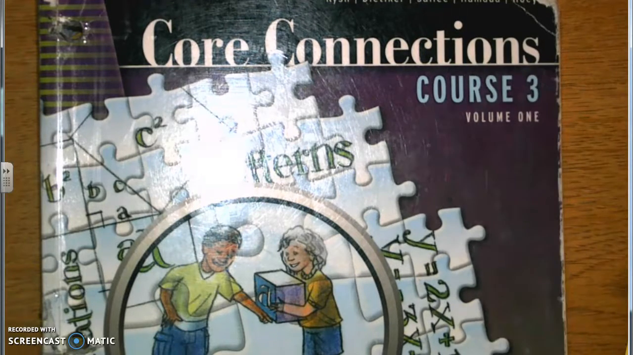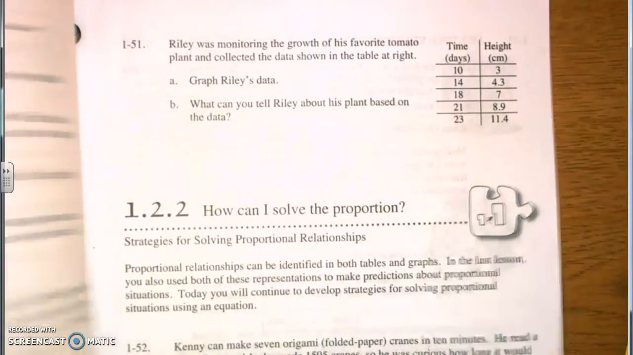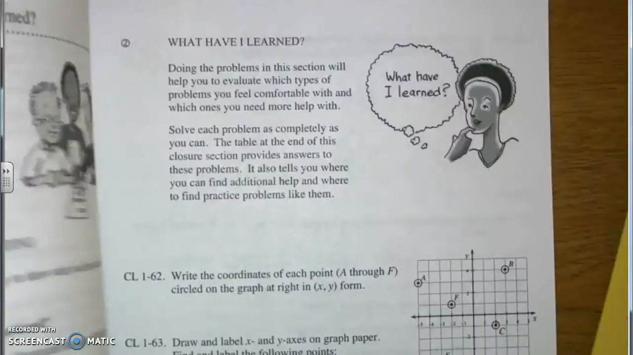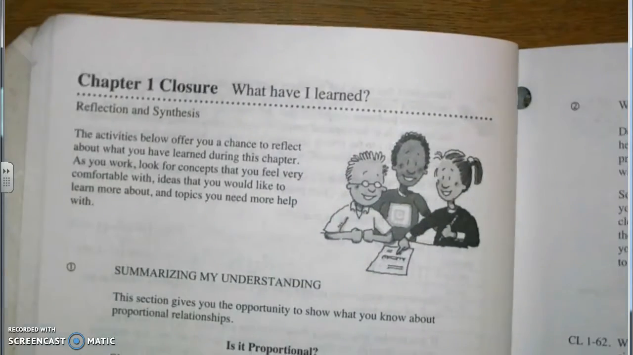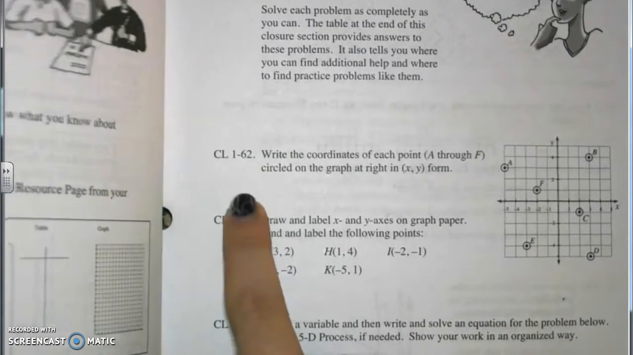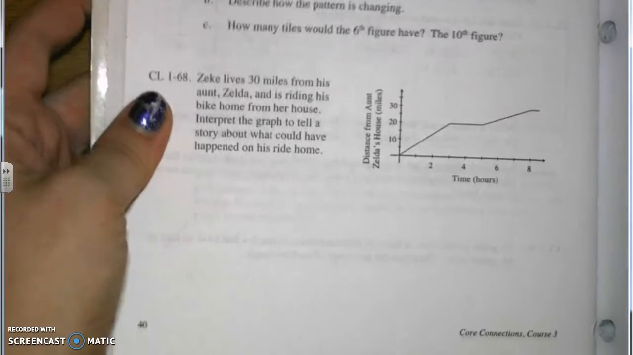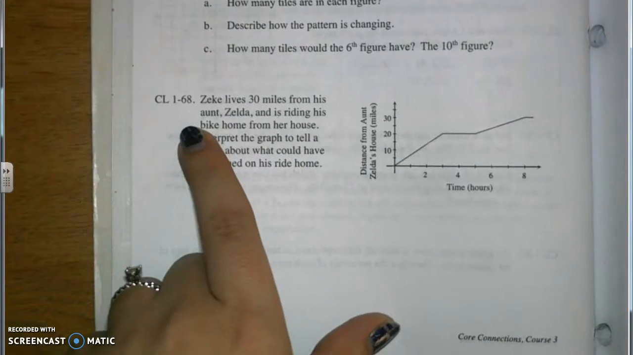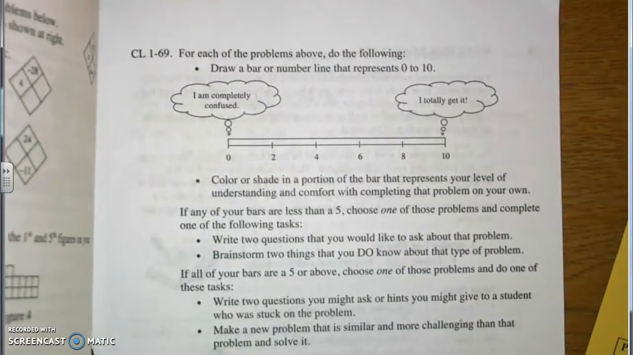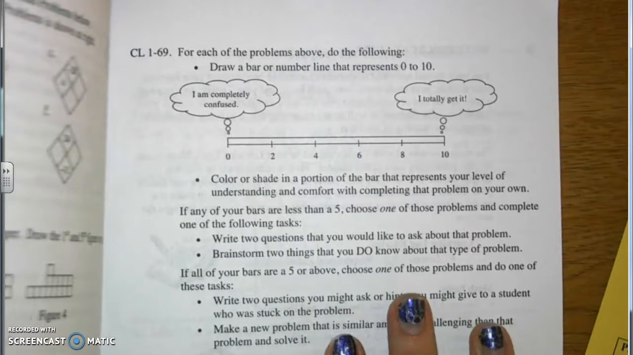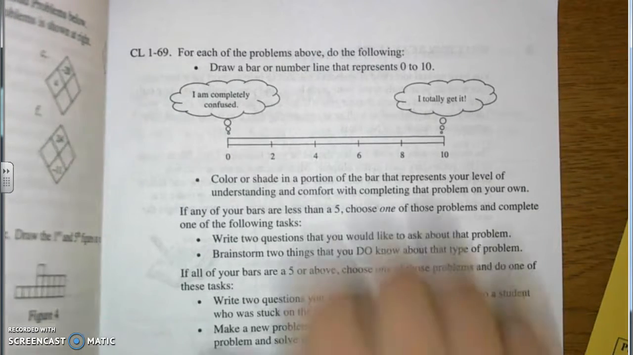Now you would open your book to closure. So we would be on chapter 1, and here it is, chapter 1 closure. And we would start on the first problem. So here's closure 1-62, and you'd work through all of the problems. So in this case, we're working through CL 1-68. CL 1-69, we actually do a form of this on our yellow target sheet, so you do not need to do this problem.